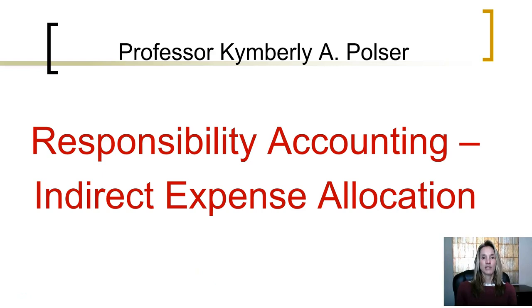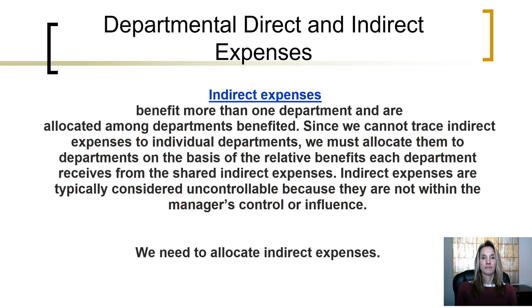This segment is going to discuss the indirect expense allocations within performance evaluation. Indirect expenses are expenses that benefit more than one department, so we need to allocate those among the departments that benefit. Since those expenses cannot be traced directly to individual departments, we must allocate them to departments on the basis of the benefits that each receives from their share of the indirect expenses.